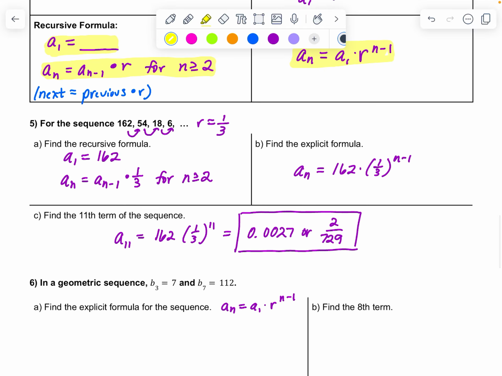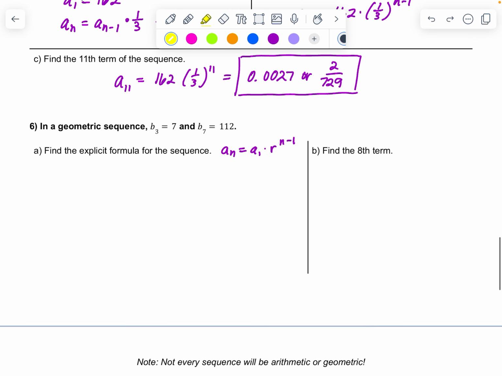All right, I do have this first example written in. Our common ratio, instead of saying divide by 3, we would say times 1/3. The first term is 162, and then it would be the nth term equals the previous term times 1/3 is how we write our recursive. And then here's our explicit formula. We have the first term, 162, times 1/3 to the n minus 1 power. To find the 11th term of the sequence, I'm just going to plug in 11 into my explicit formula and get that there.